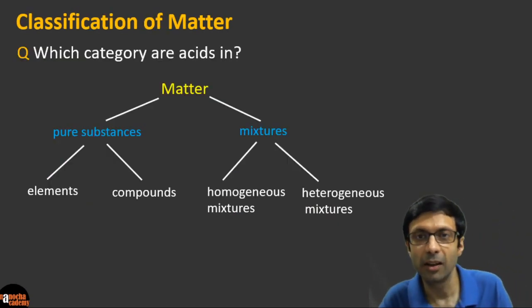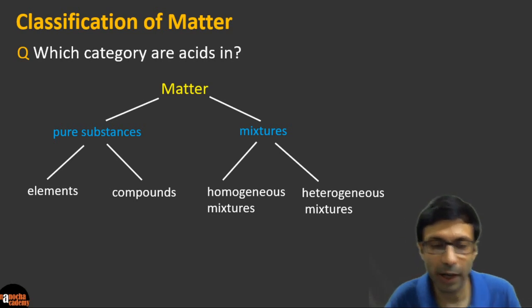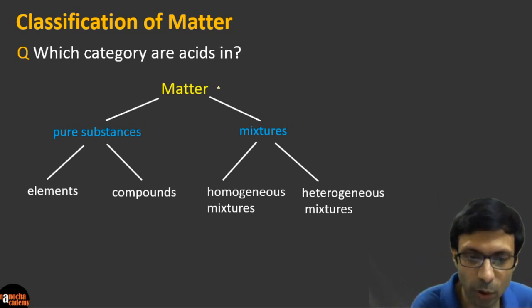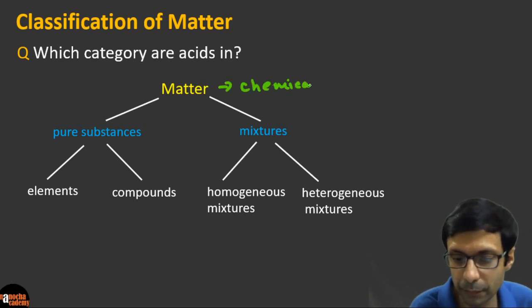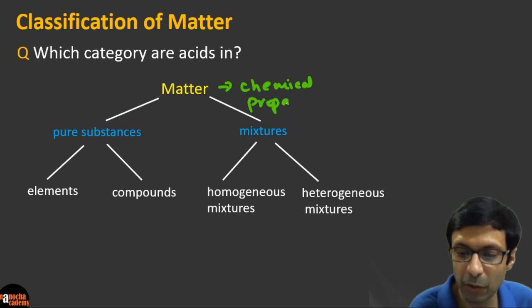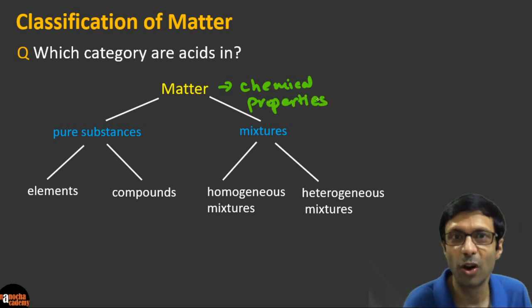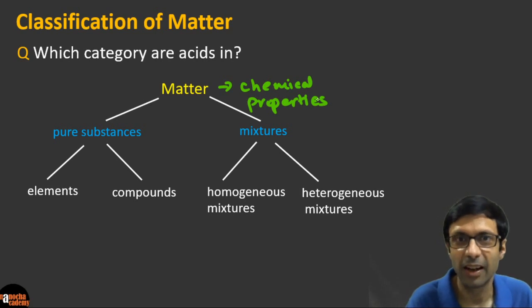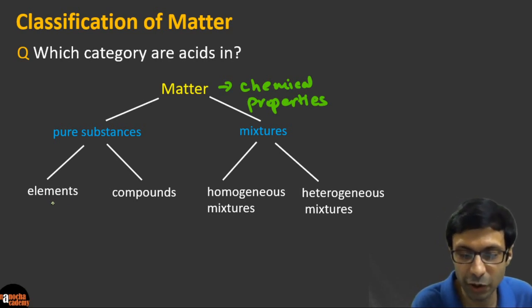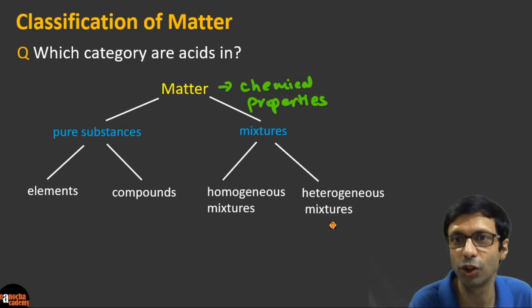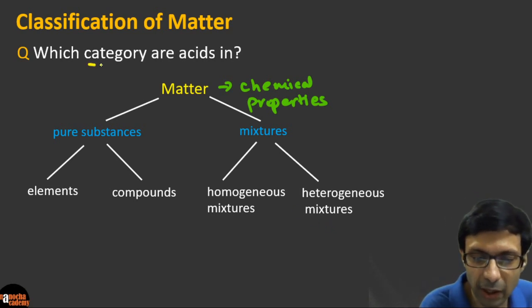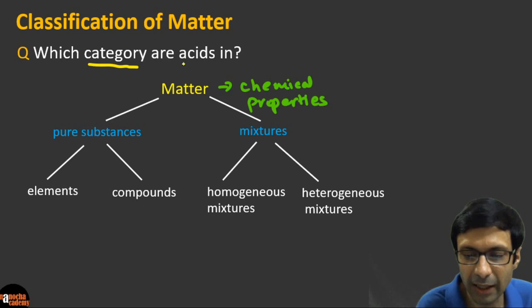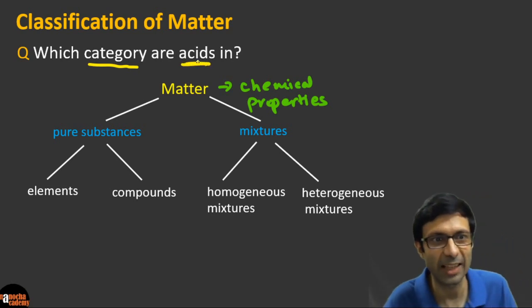So as you can see here, matter can be classified based on its chemical properties. Based on chemical properties, we can divide matter into pure substances or mixtures, right? And pure substances can further be divided into elements and compounds, and mixtures can be divided into homogeneous or heterogeneous mixtures. So now the question is, in which category out of all of these that you see here are the acids in? Since we are talking about acids here, right?